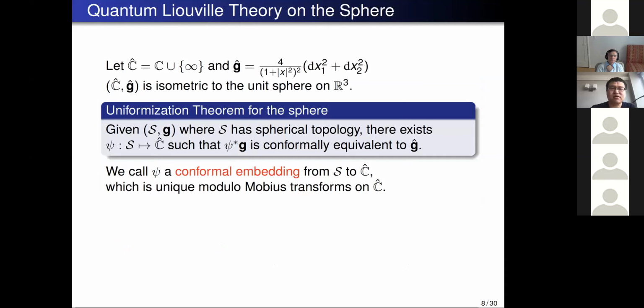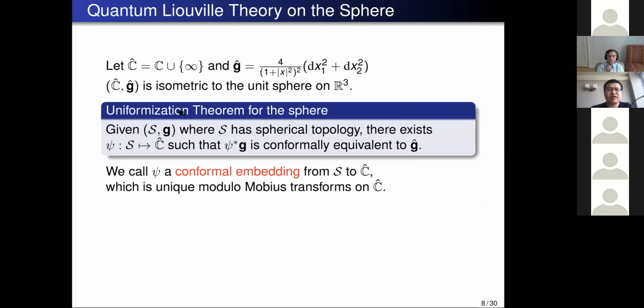Okay, so the most canonical Riemann manifold with the spherical topology is simply the unit sphere in 3 dimensions. And this is the representation of this unit sphere on this extended complex plane. So here, this metric is the so-called spherical metric.